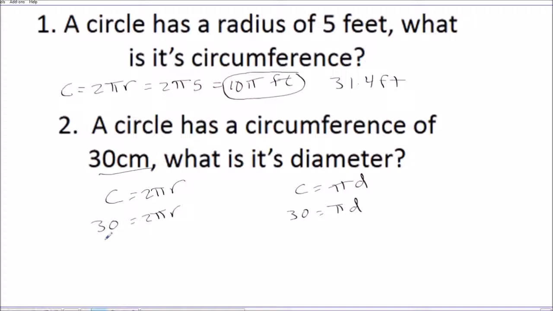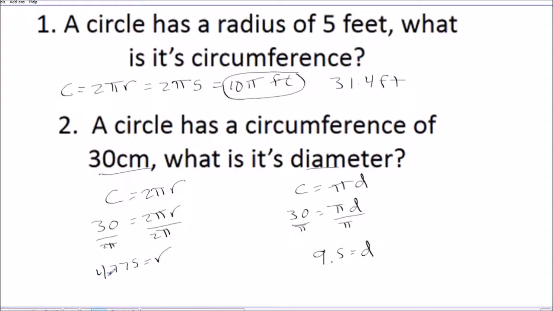Okay, and so then what I'm going to do is I'm going to try to solve these. In this case, I'm going to solve for the radius, so divide by 2 pi on both sides. And on this side, I'm going to divide by pi. We're going to end up finding diameter, which is what they asked for. And so then I'm just going to type in 30 over pi for the right one. And I get 9.5. And then over here, I'm going to type in 30 divided by 2 pi. And I get 4.8, or I'm going to get 4.775.